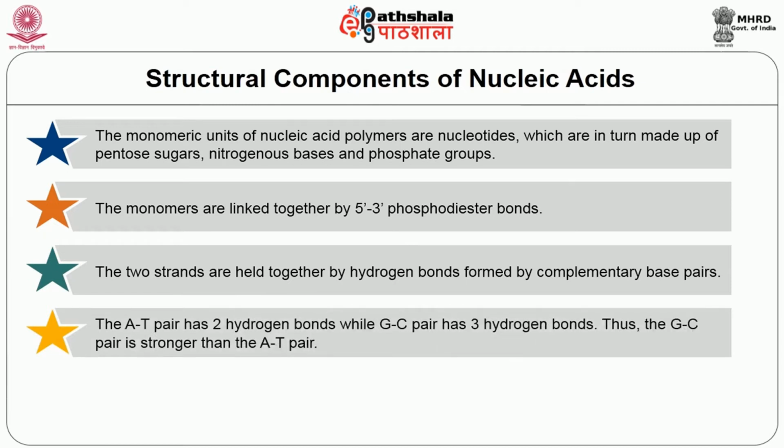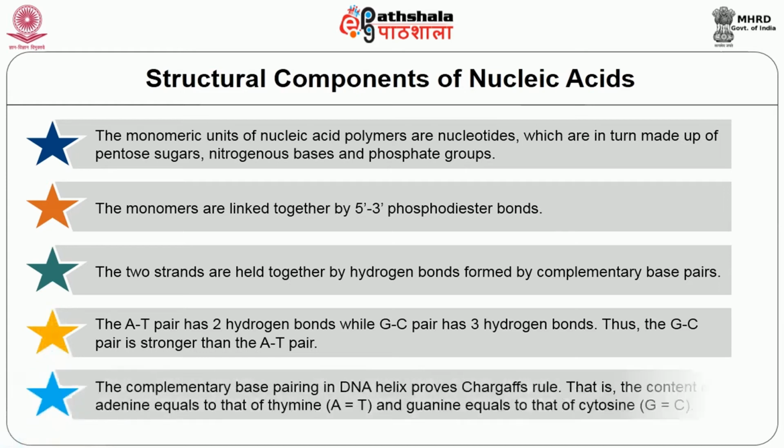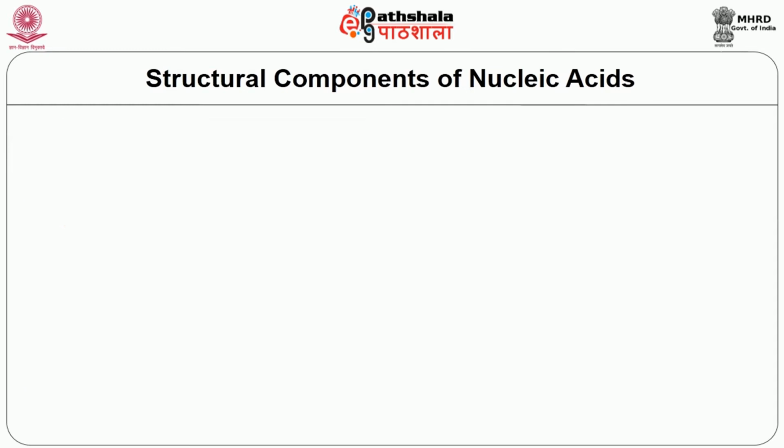The AT pair has 2 hydrogen bonds while the GC pair has 3 hydrogen bonds. Thus, the GC pair is stronger than the AT pair. The complementary base pairing in DNA helix proves Chargaff's rule, that is, the content of adenine equals the content of thymine and guanine equals that of cytosine.